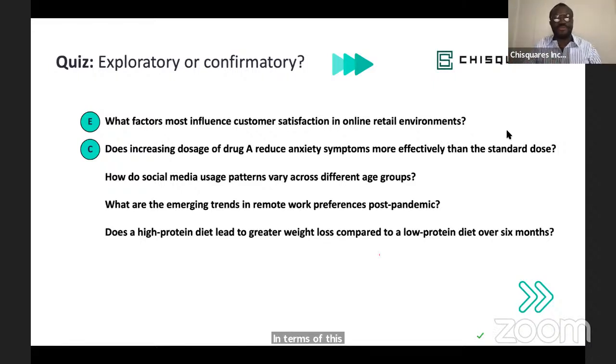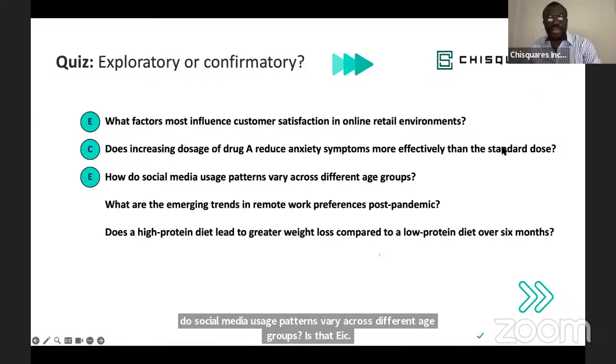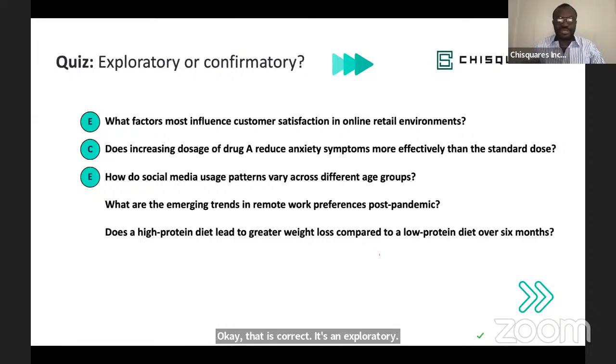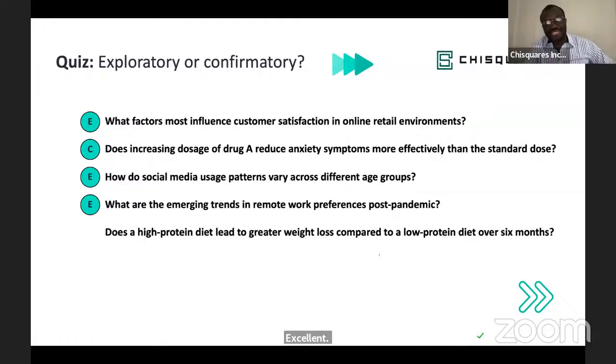All right, the third one: how do social media usage patterns vary across different age groups? Is that an E or a C? E. Okay, that is correct, it's exploratory. What are the emerging trends in remote work preferences post-COVID-19? Is that an E or a C? Excellent. C? How is that a C? I would like some justification from those of you who said C. Why do you conclude it's a C?